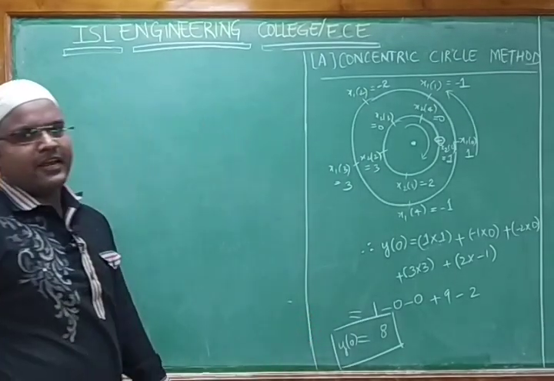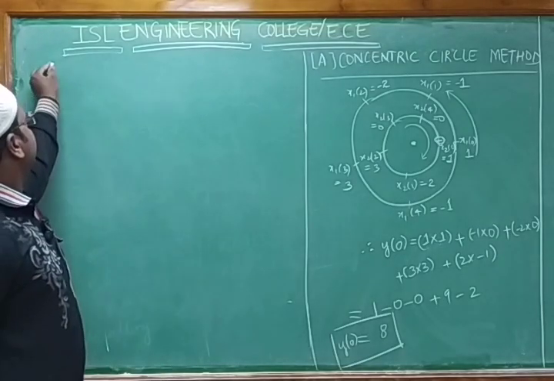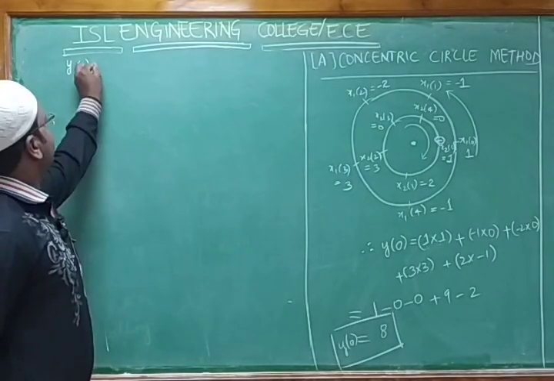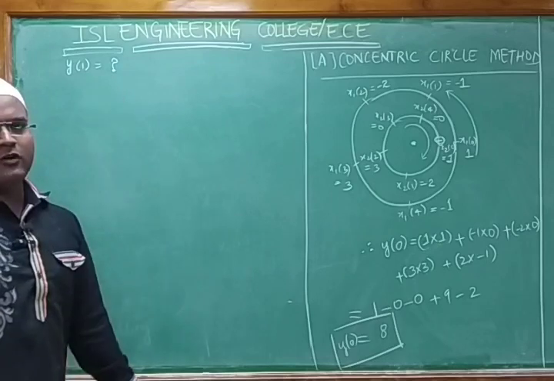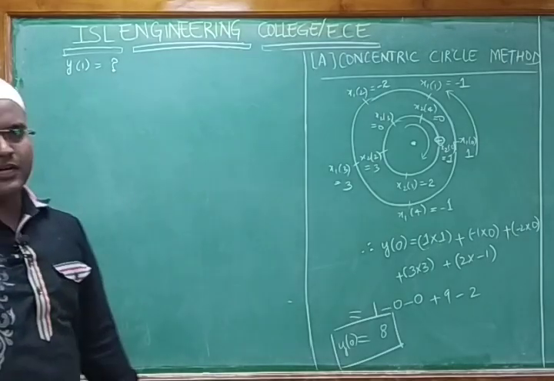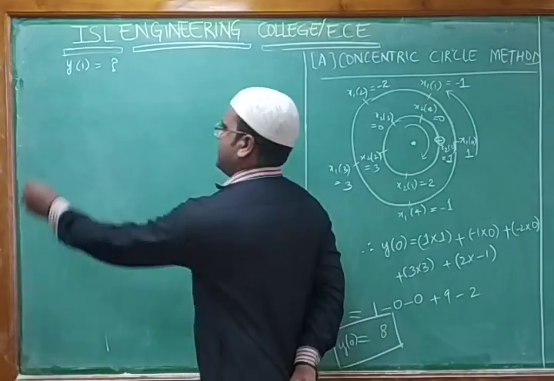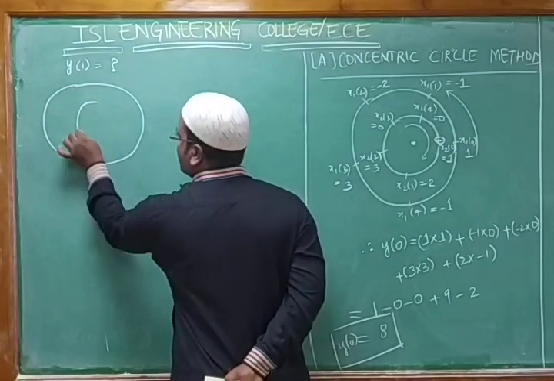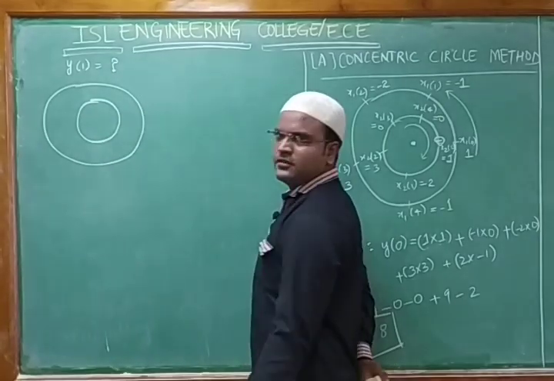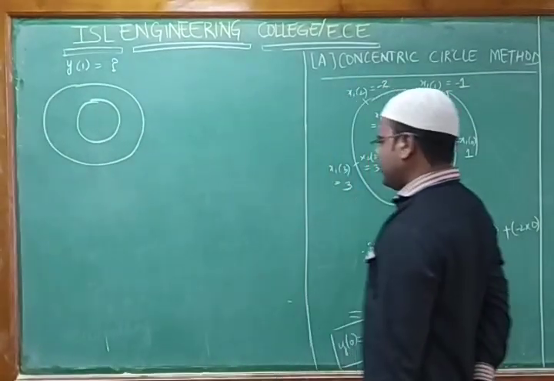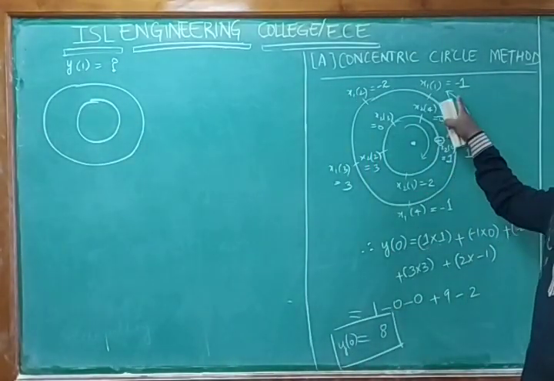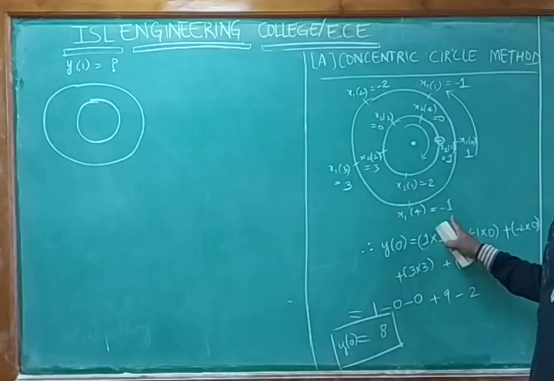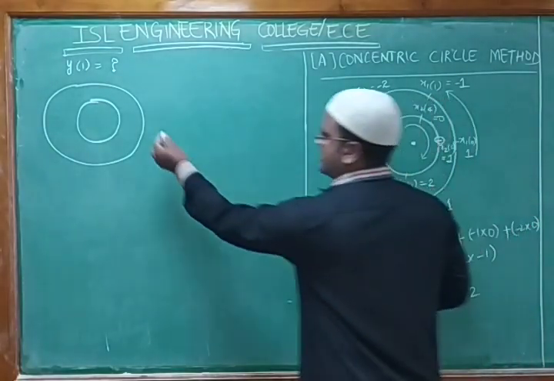So we need to find the next value, y of 1. In order to find y of 1, we take the same two circles, first circle and second circle. What is the outer circle sequence we have? 1, minus 1, minus 2, 3 and minus 1. This is as it is. We will not change these positions.